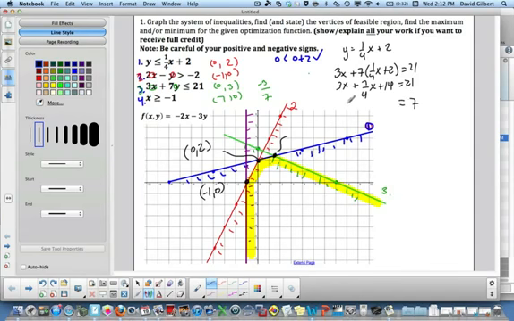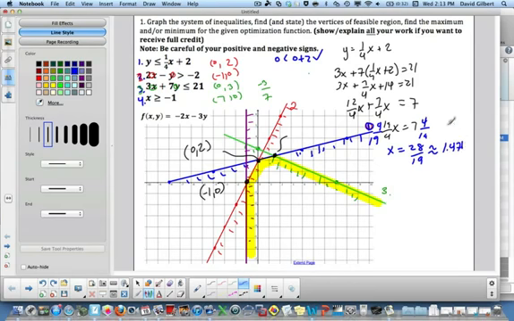3x is the same as 12 over 4x. It's the same as 12 over 4x plus 7 over 4x. So it gives me 19 over 4x equals 7. So I multiply both sides by 4 over 19, and that gives me x equals 28 over 19, which is approximately 1.474.